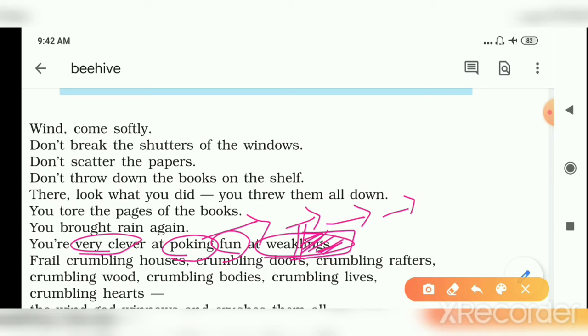Those who are weak, against them wind remains powerful, and you are getting fun from such weaklings. And so the poet says, wind, you are very clever.